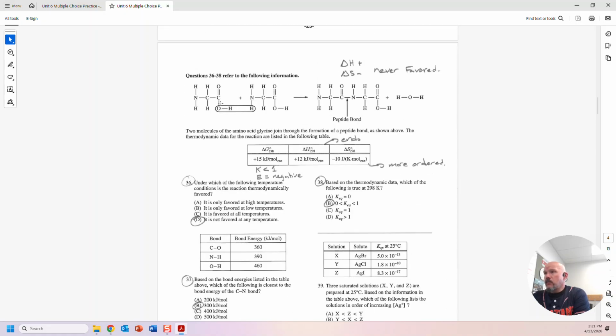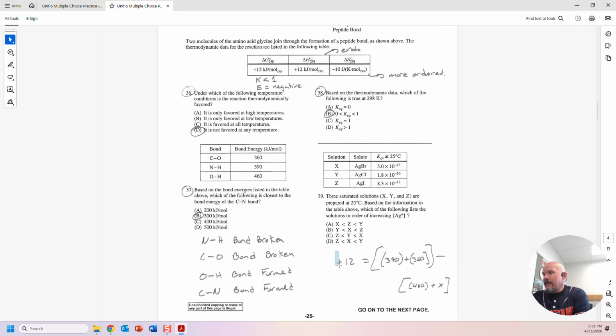So what bonds were broken? Well, this C-O bond is broken, right? You don't have it over here anymore. This N-H bond is broken. You don't have it over here anymore. So the bonds that are breaking are C-O and N-H. So I'm going to say my delta H, which is positive 12, equals bonds broken. The N-H bond was broken. That's where the 390 comes from. The C-O bond was broken. That's where the 360 comes from. Bonds broken minus bonds formed.